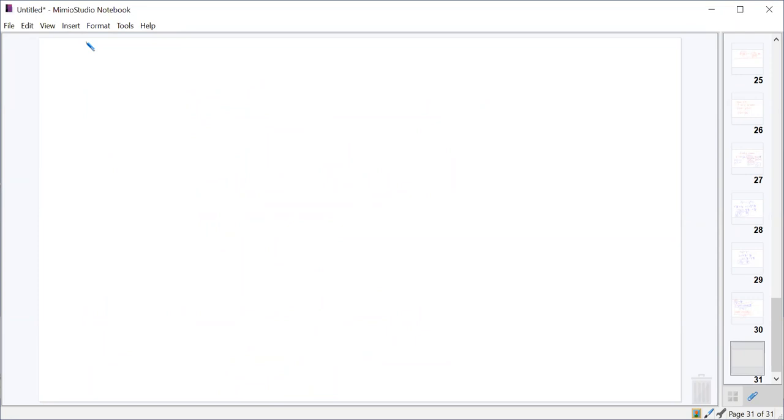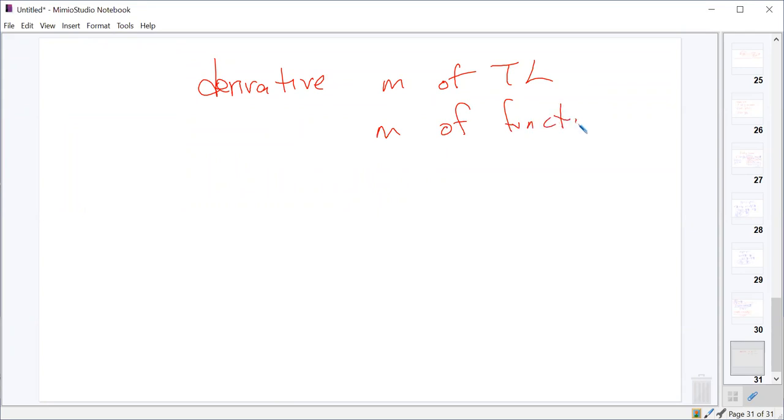Let's talk about what all of our derivatives mean. First off, we know that the derivative is the slope of the tangent line. We also sometimes say it's the slope of the function. We will also say that it is the instantaneous rate of change of the function.